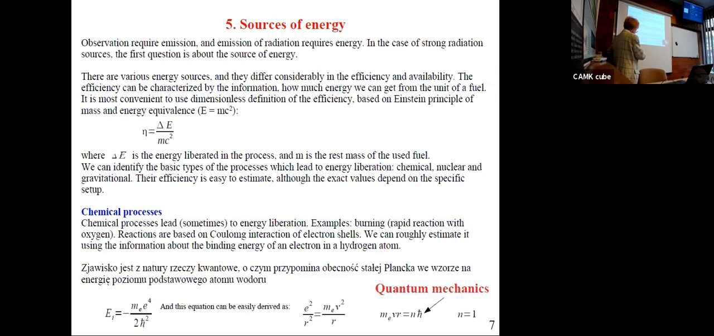And now we have to take into account that this electron is attracted by the nucleus. So this is the force. I studied that in Polish and now I have problems with centrifugal force, right? This is a centrifugal force. This is attraction force. So you have a balance and then you have to cheat.